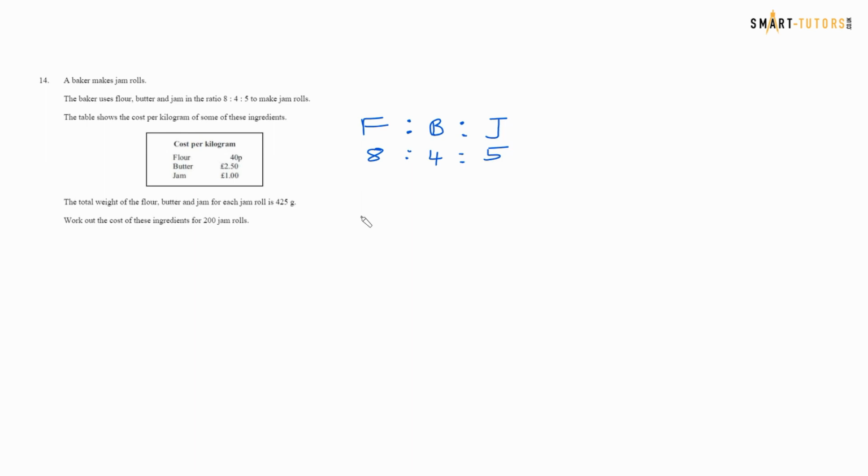The total weight of the flour, butter and the jam for each jam roll is 425.